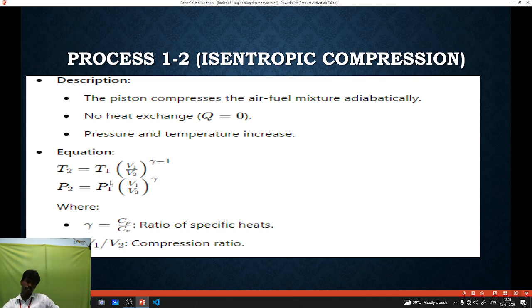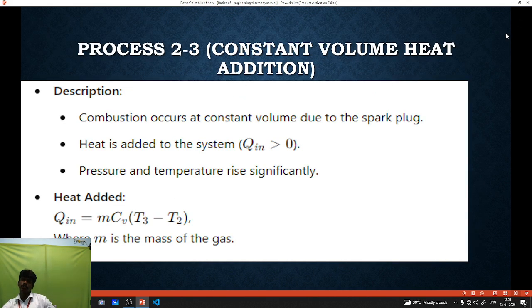Then P2 equals P1 times (V1 by V2) to the power of gamma, where gamma is nothing but the specific heat ratio Cp by Cv, and V1 by V2 is the compression ratio of a cylinder. Then process 2 to 3, constant volume heat addition.